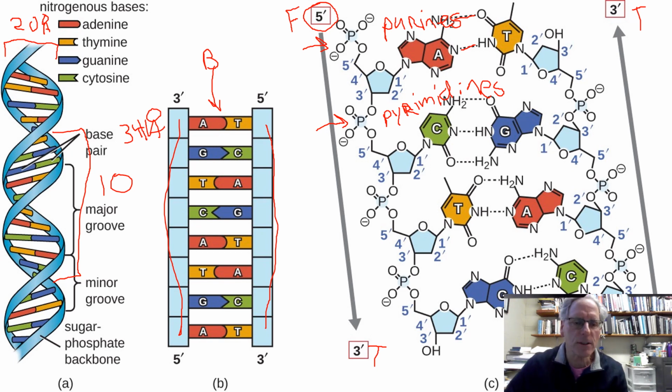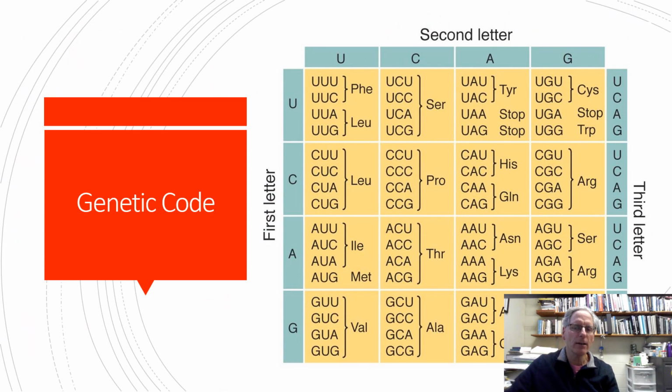Now, how does this molecule store genetic information? The answer is in the sequence of the bases, and that's shown in the next slide. The sequence of the bases are read in 3s. These 3s are called a codon, and each codon codes for a particular amino acid. And that particular amino acid will then be strung together to form proteins.